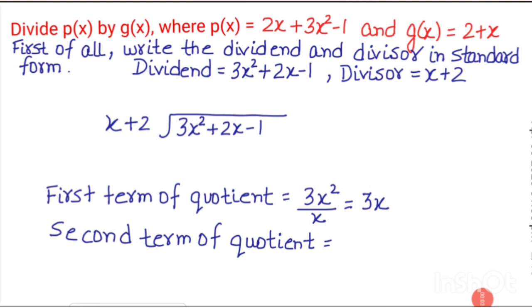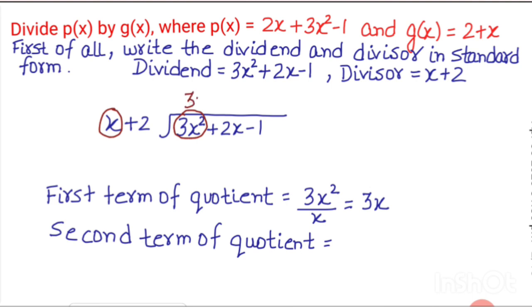Now the first term of quotient. How is the first term of quotient obtained? We divide the first term of the dividend by the first term of divisor, that is we divide 3x squared by x, which is equal to 3x. This is the first term of quotient.